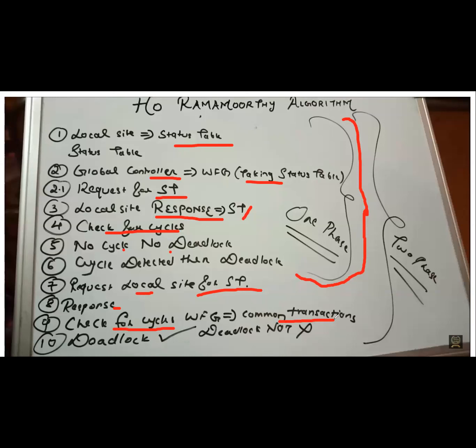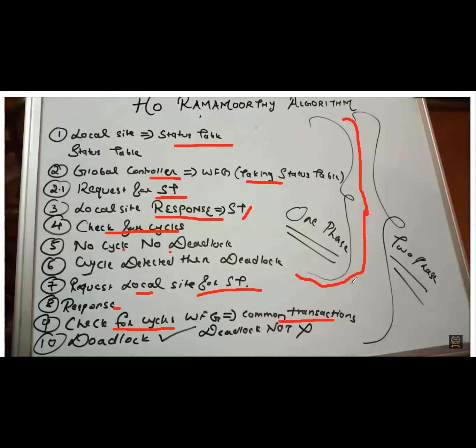Based on the status table you have received, they are going to identify whether there is a deadlock or not. If there is a deadlock, then it is finished. Nothing can be done. There is no third phase. Is it clear? So only phase 1 and phase 2 in Ho-Ramamoorthy.